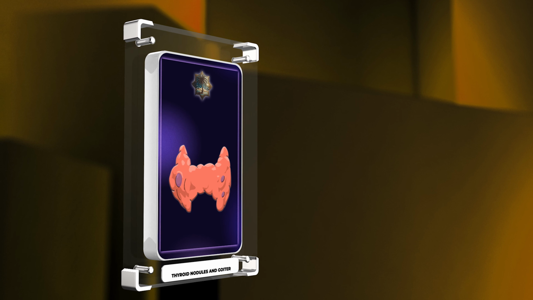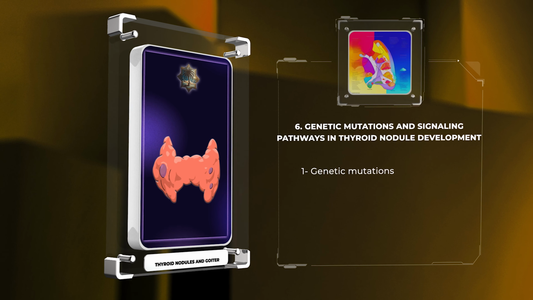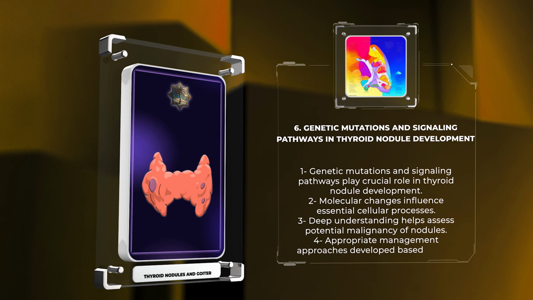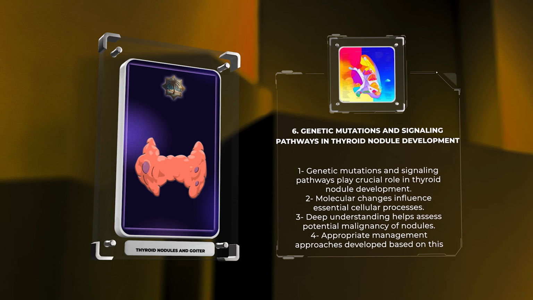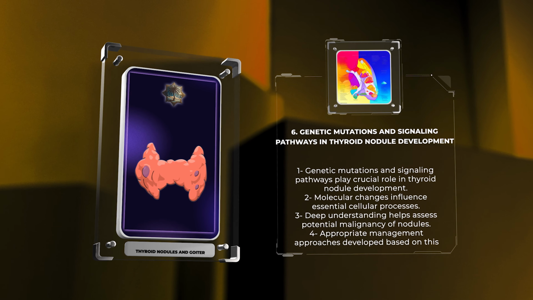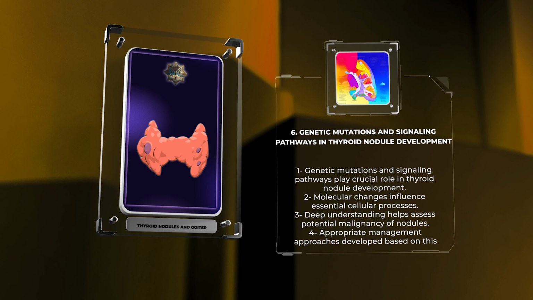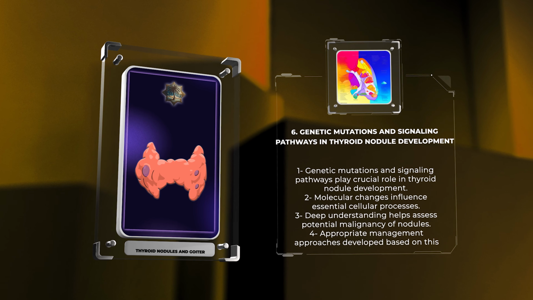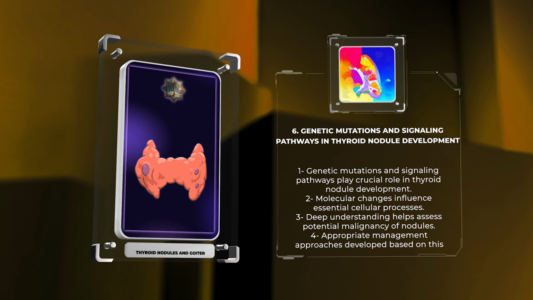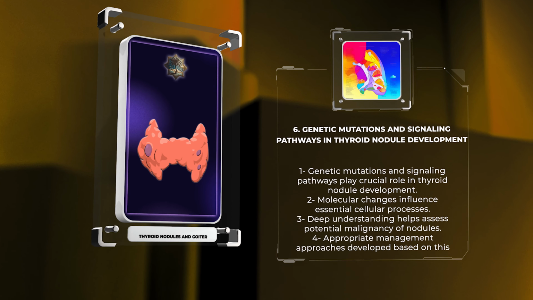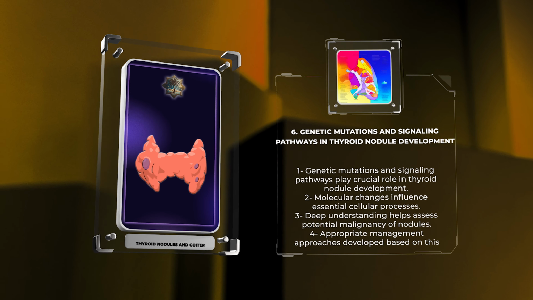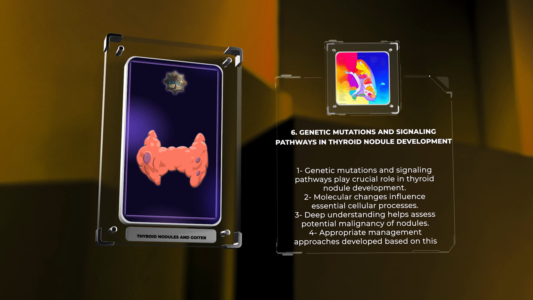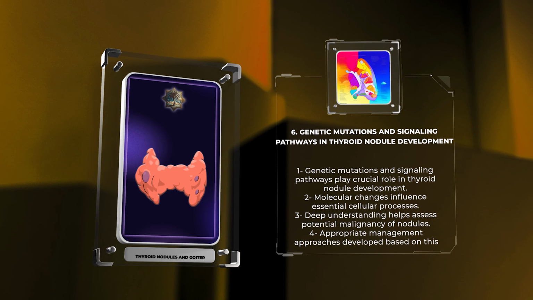In the realm of thyroid nodule development, various genetic mutations and signaling pathways play a crucial role. These molecular changes significantly influence essential cellular processes such as cell growth, differentiation, and apoptosis. Gaining a deep understanding of these intricate mechanisms allows healthcare professionals to assess the potential malignancy of thyroid nodules more accurately and develop appropriate management approaches. This knowledge equips physicians with the necessary tools to provide optimal care for patients with thyroid nodules.